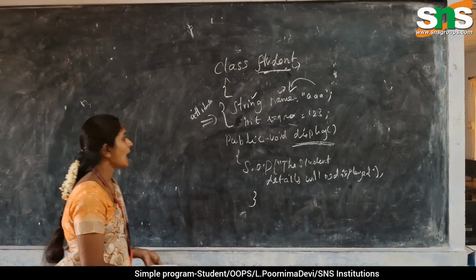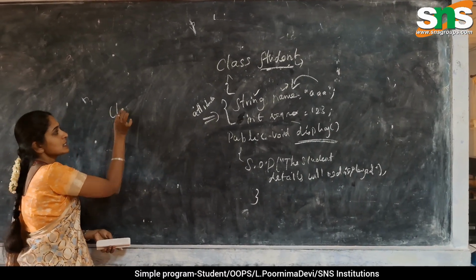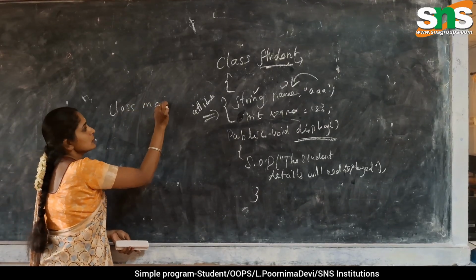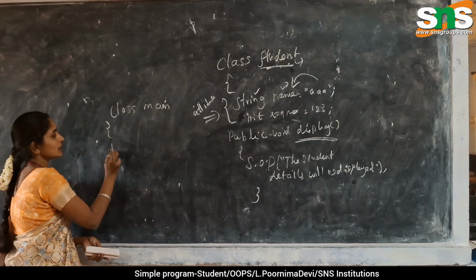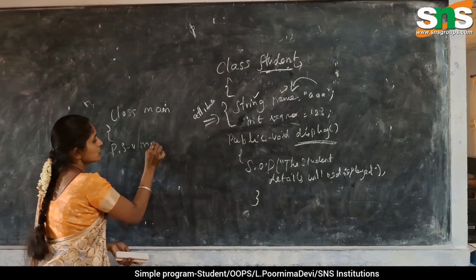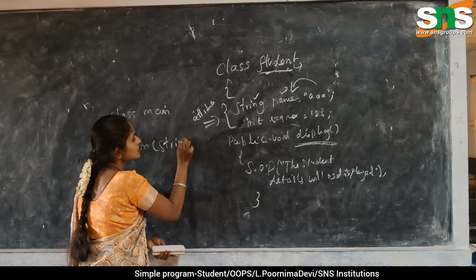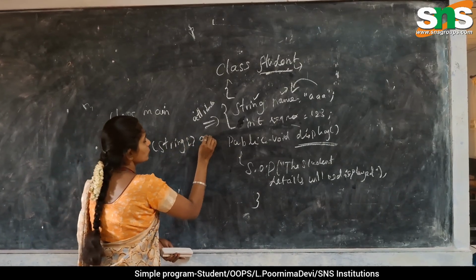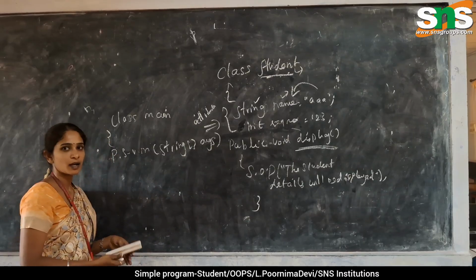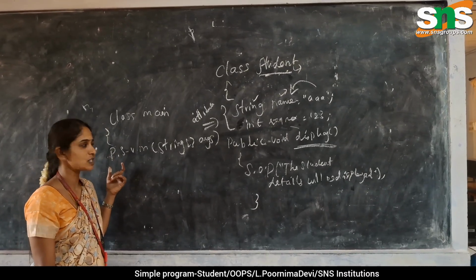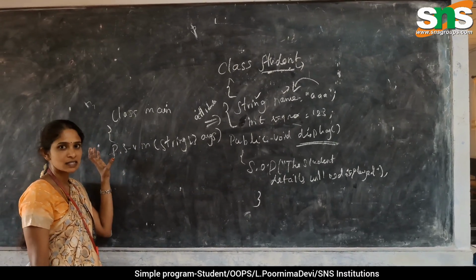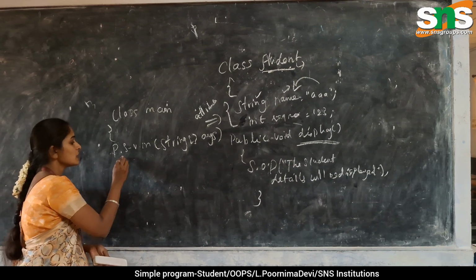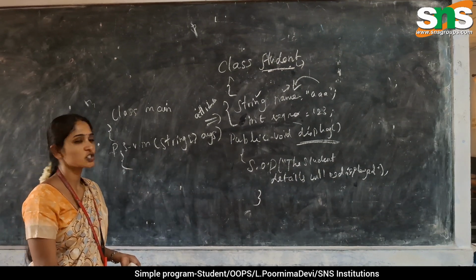After that I have to give the main class. So class Main, and in this, public static void main(String args). This is the main important thing. This is the first line of our program coding, so the JVM will treat this as the first line to run this program. So public static void main(String args).